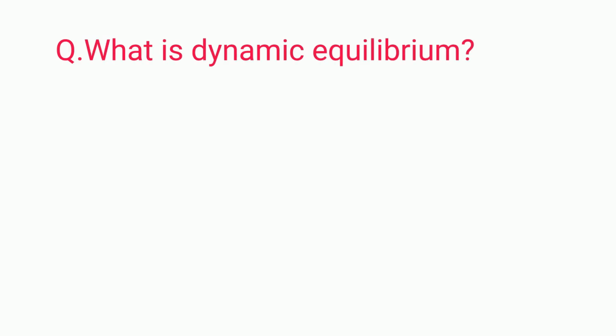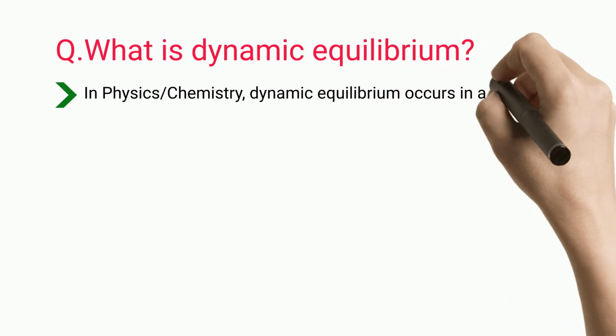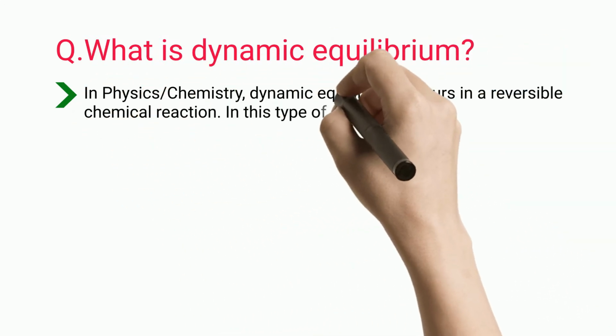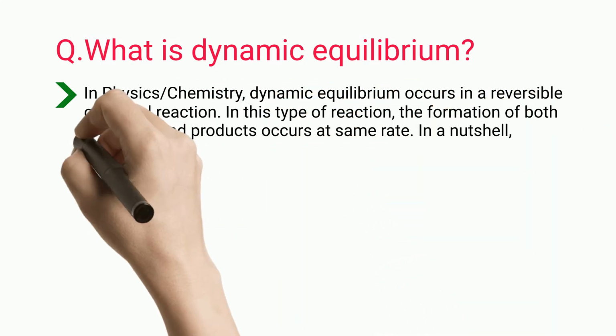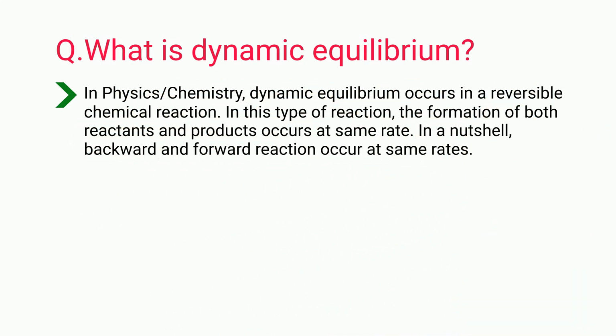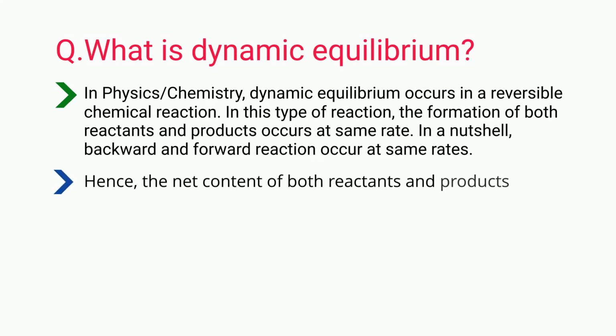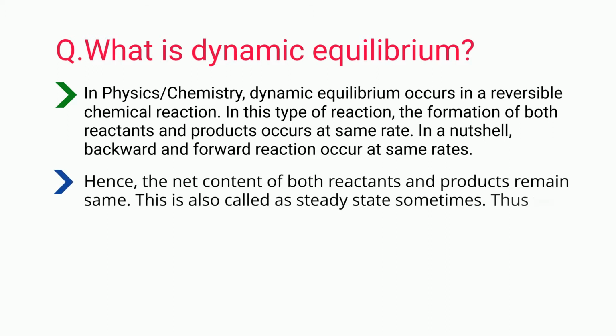What is dynamic equilibrium? In physics and chemistry, dynamic equilibrium occurs in a reversible chemical reaction. In this type of reaction, the formation of both reactants and products occurs at the same rate. In a nutshell, backward and forward reactions occur at the same rate. Hence, the net content of both reactants and products remains the same.